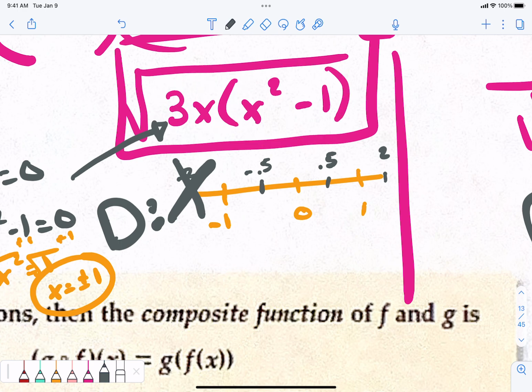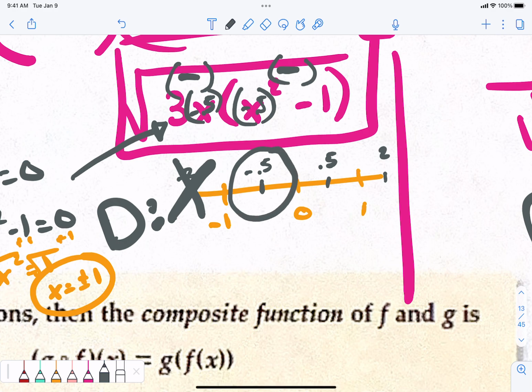Negative 0.5 times 3 is a negative number, and negative 0.5 squared minus 1 is another negative number. So I have a negative number times a negative number, which is a positive number inside of a square root. Yes or no? It's going to be a positive number. Okay, moving on.